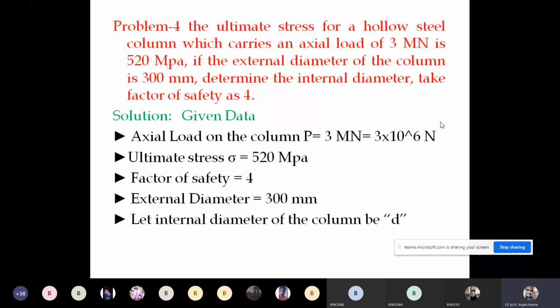We have to use the formula for factor of safety. Factor of safety is ultimate stress by permissible stress. Ultimate stress by permissible stress. Yes, very good, very good. So factor of safety is given as 4.